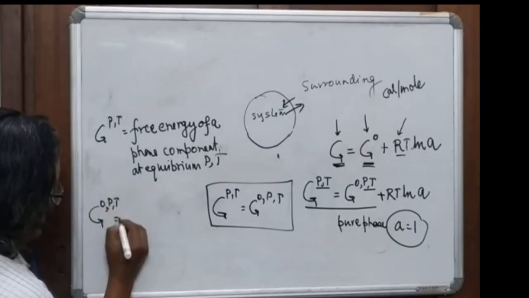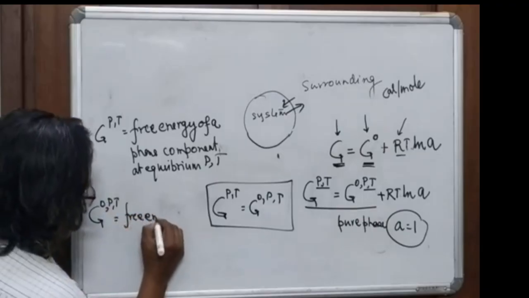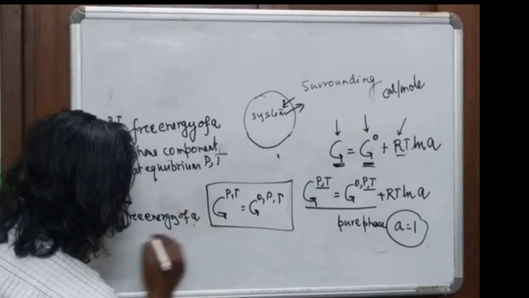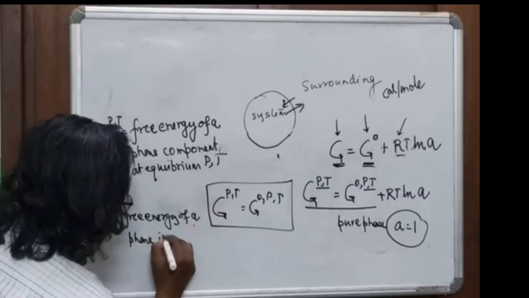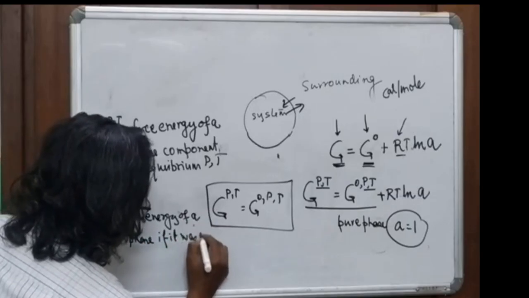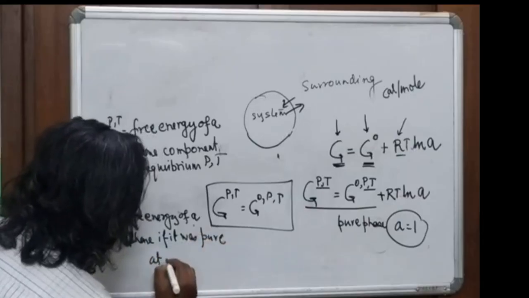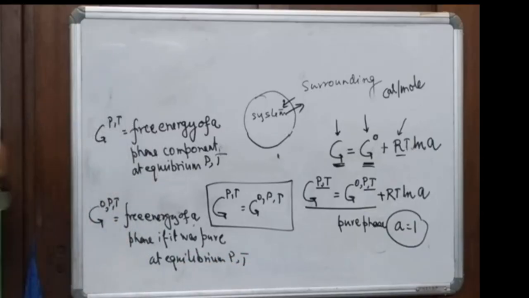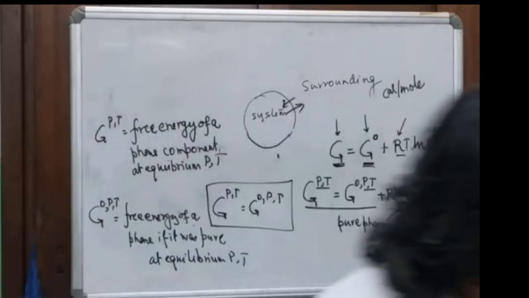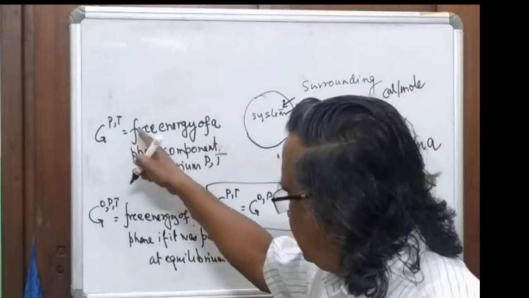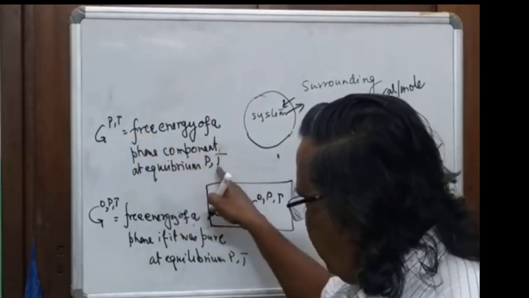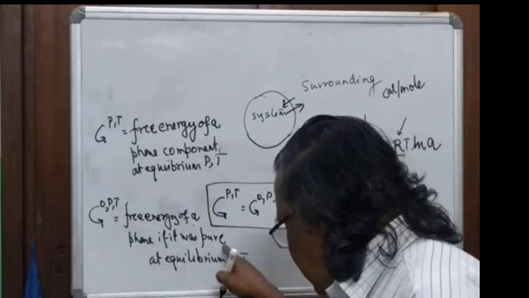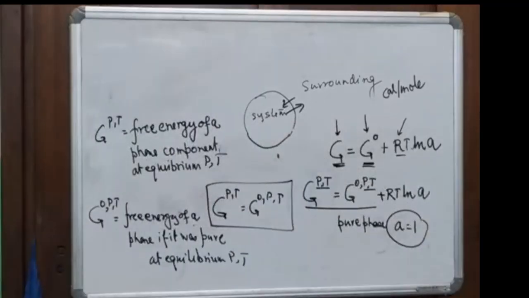G0 pressure temperature is the free energy of a phase component, of a phase, if it was pure, at equilibrium PT. Did you get this? Mark the words. G PT is the free energy of a phase component at equilibrium pressure temperature, and G0 PT is the free energy of a phase if it was pure at equilibrium pressure temperature condition.